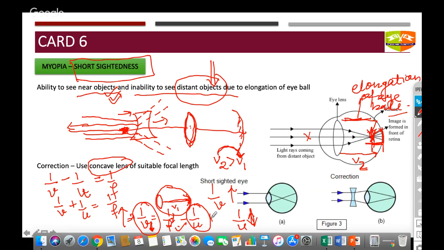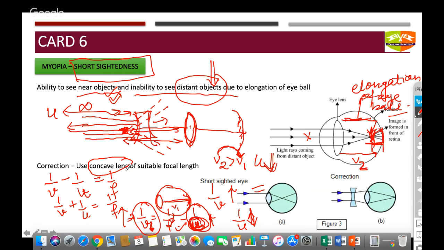increase. So 1 by U has to be up, so U has to be less. So this is why I reduce this U. So how am I reducing the U? U is initially infinite. If I use a concave lens, U comes out to be a finite distance from here instead of infinite. So the process is that U from infinite changes to this particular distance.